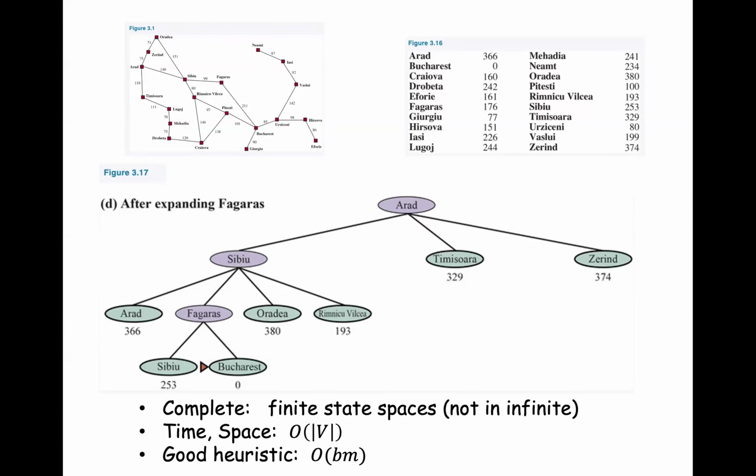So this is a complete solution, meaning that should a solution exist, it's going to return that solution. And this is the case for finite search spaces, not for infinite search spaces. When we look at the complexity for time and for space, it's big O of the number of vertices or nodes in your problem. And if you have a particularly good heuristic, and we'll talk more in the subsequent slides about what constitutes a good heuristic, we can get big O of b^m, which looks a lot like depth first search.